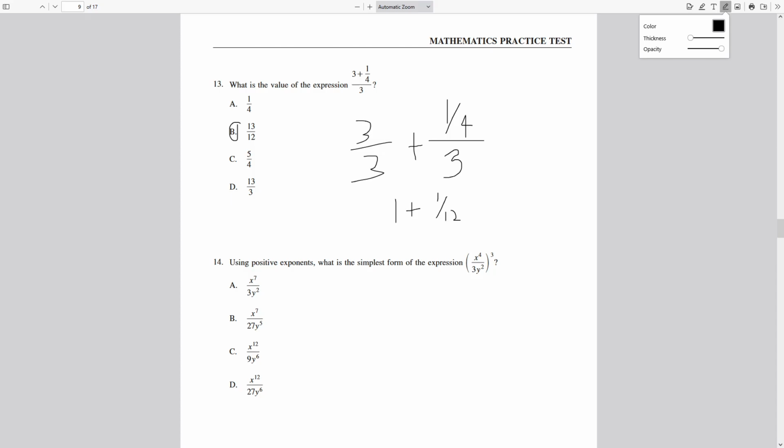So I think I add the expressions together. Is that right? No, I multiply. So this will be x to the 12th power, which is C or D. And I'm cubing these, so the 3 is going to equal 27, and 2 times 3 is 6. It's D.